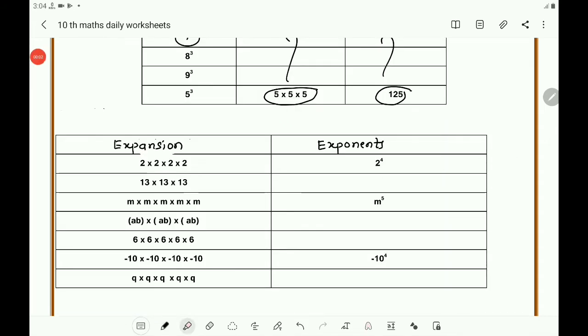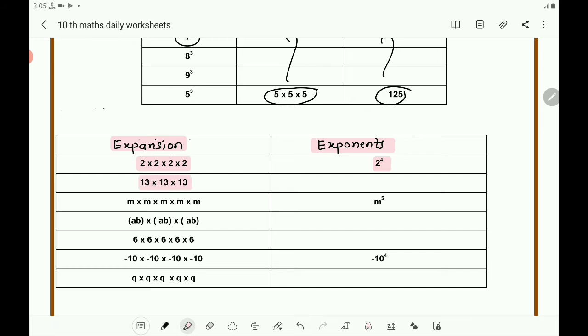Again there is one more table for you. The first column is expansion. The second column is exponents. 2 into 2 into 2 into 2: 4 times 2's are there. So it is 2 power 4, 2 raised to the power 4.